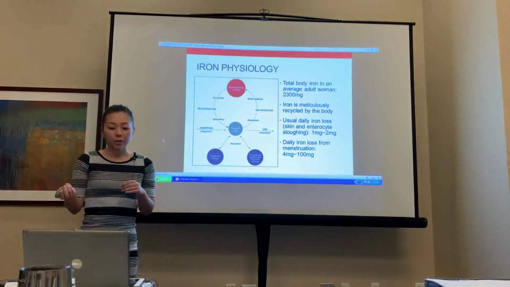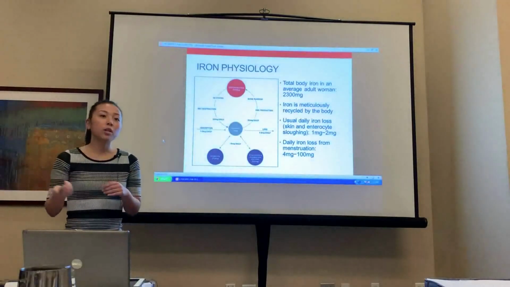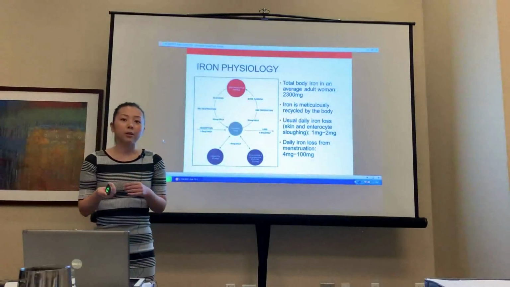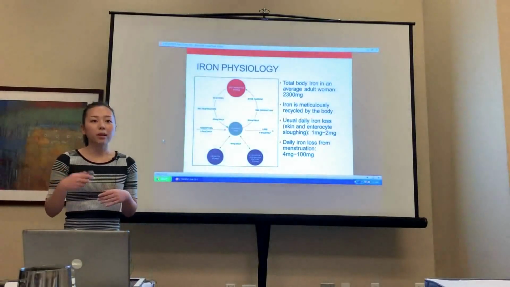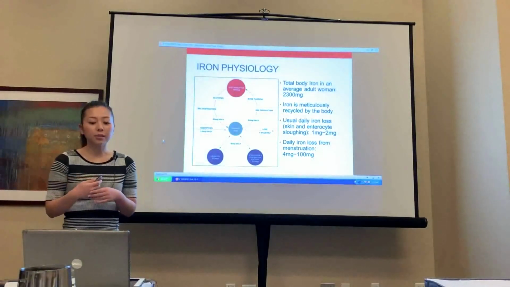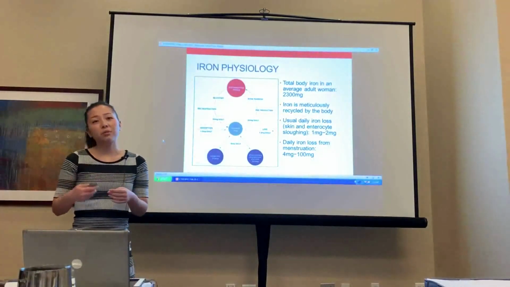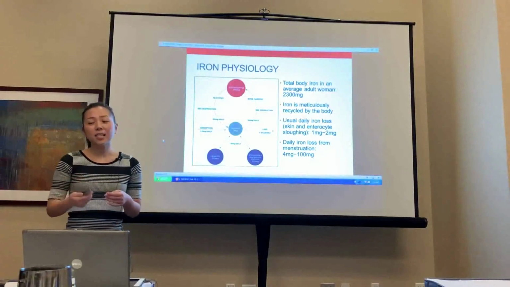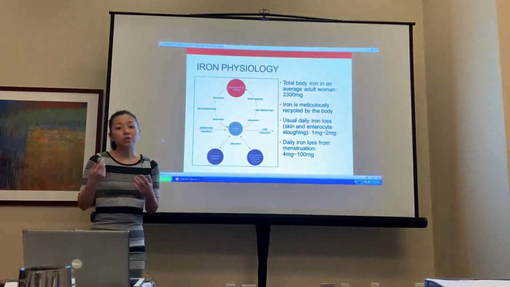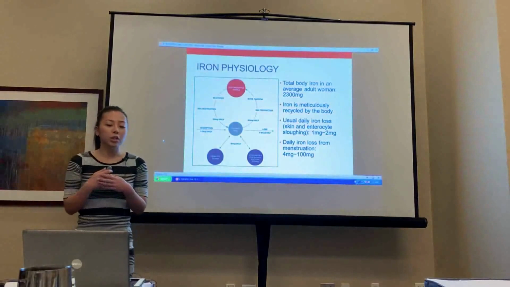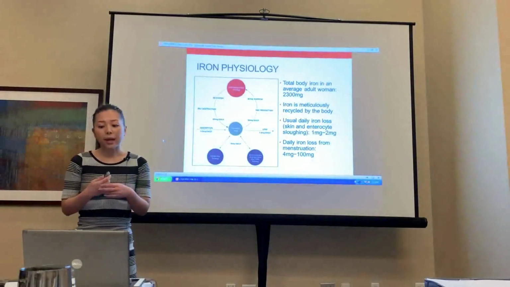So in actuality, we only lose about 1 to 2 milligrams of our body's iron per day, and that's just from sloughing of skin cells and enterocyte cells. Our bodies are really, really good at recycling that iron. I think that's a testament as to why iron is so important in the body. We want to hold on to it as best that we can.